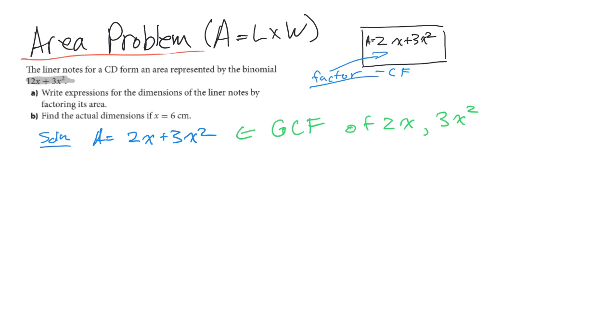Oh, it's not 2x, it's 12x. I apologize. So this is supposed to be 12x squared, 12x minus 3x squared. So we'll just make sure that all this stuff is set up. So you got 12x plus 3x squared. So now here's what we are going to do with that.